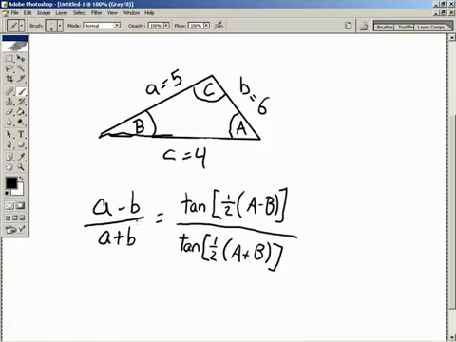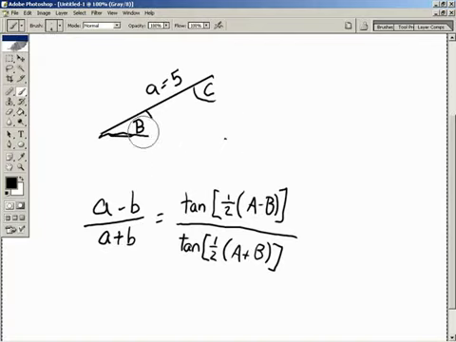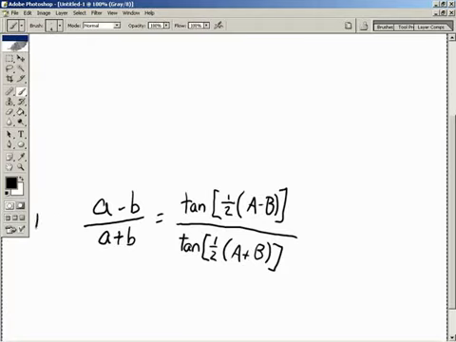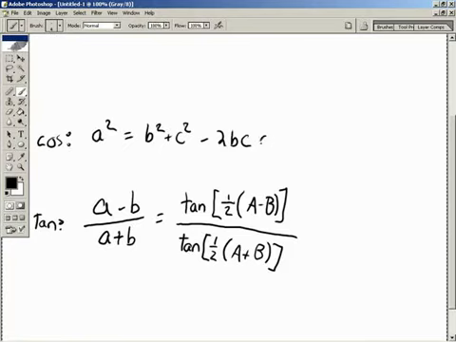So, this is the law of tangents, and I'm going to erase the triangle and rewrite the other two laws so you have them all on one slide, or one screenshot. That's the tangent law. And once again, you can replace the A's with a C or the B's with a C to get the alternate version of the same thing. Then cosine, as you may recall, is a squared equals b squared plus c squared minus 2bc times cosine of A.